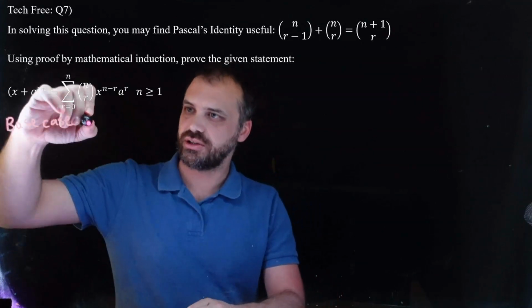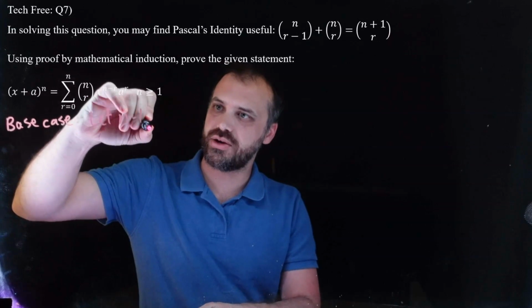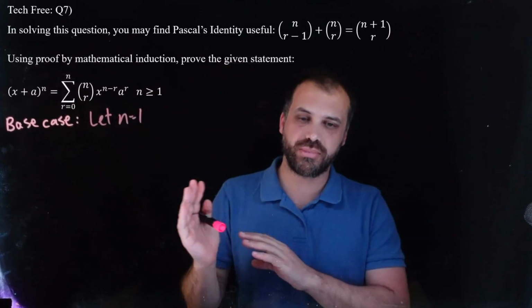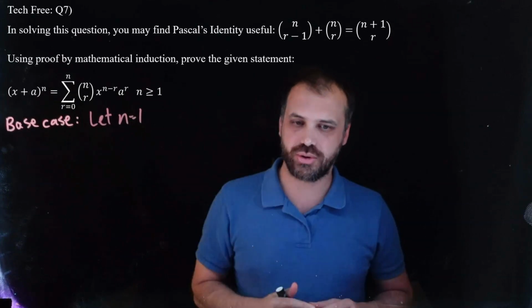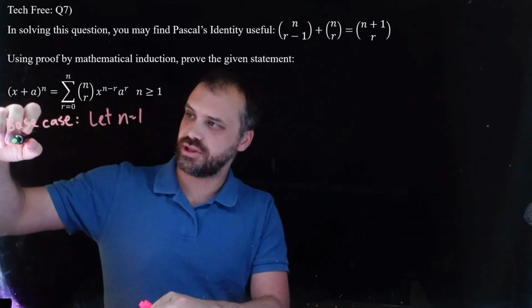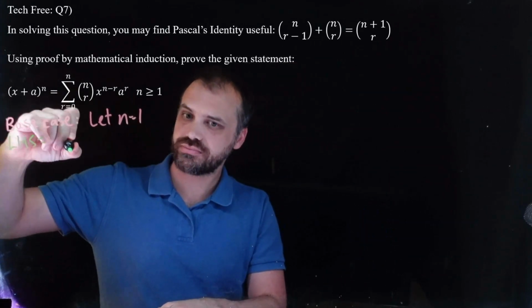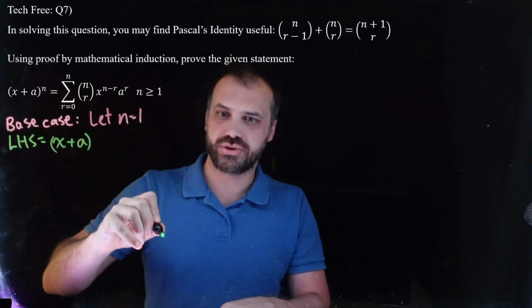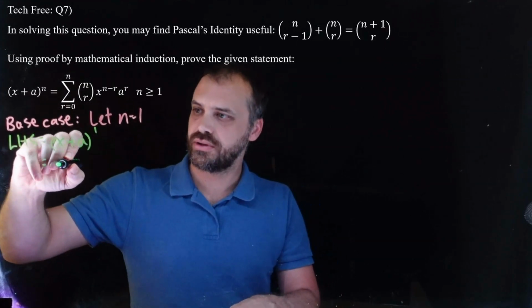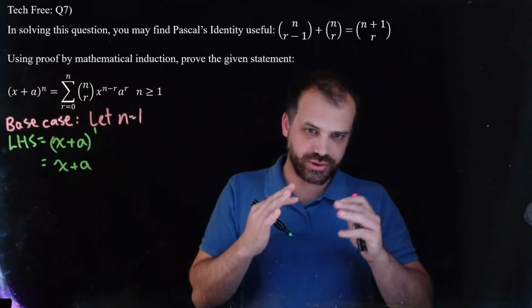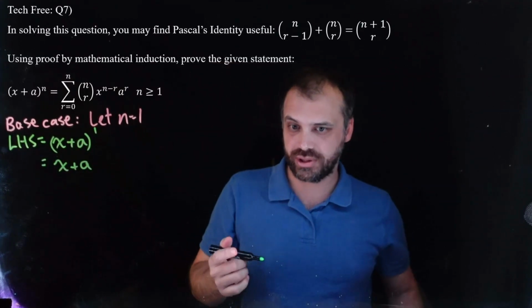All right, so let n equal 1, and then we're going to sub this in. I think this is where people might have a little bit of trouble interpreting that. The left-hand side is very easy, right? The left-hand side is equal to (x + a) to the power of 1, which is just x + a. It's the right-hand side with all this summation notation that people are going to have trouble with.